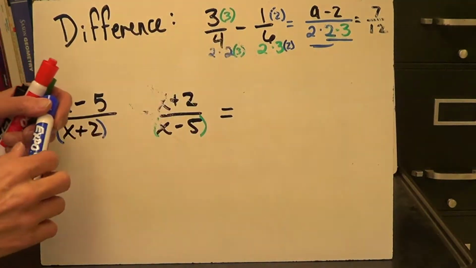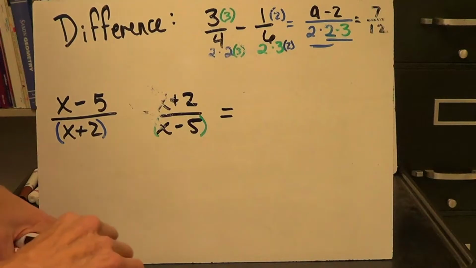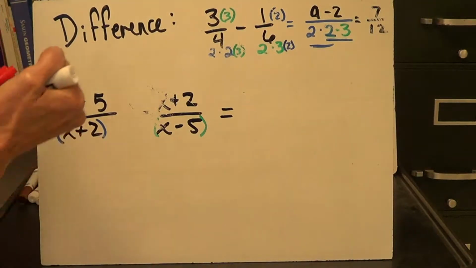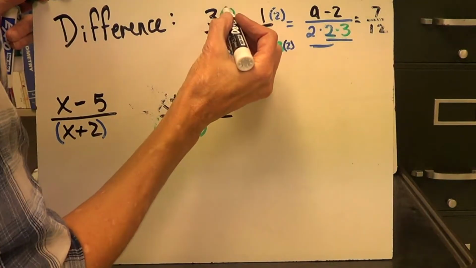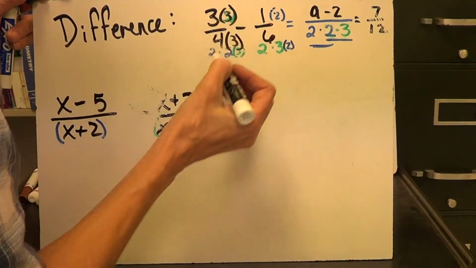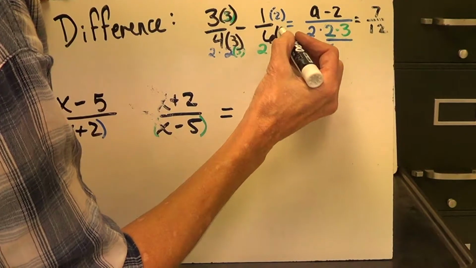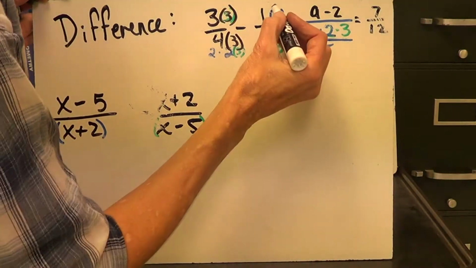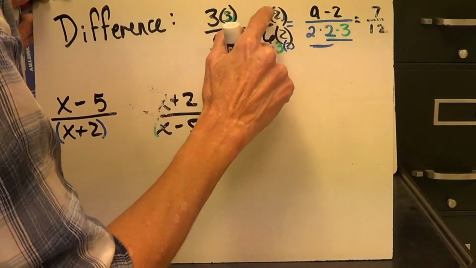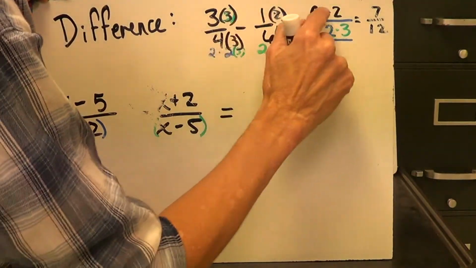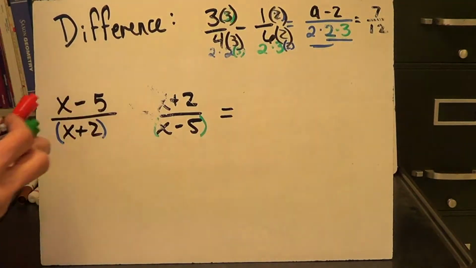So 4 times 3 equals 12. So I'd have to go 3 times 3. 6 times 2 equals 12. So I'd have to go 1 times 2. 3 times 3 is 9. 1 times 2 is 2. And then I just go ahead and subtract the top numbers and get my answer.